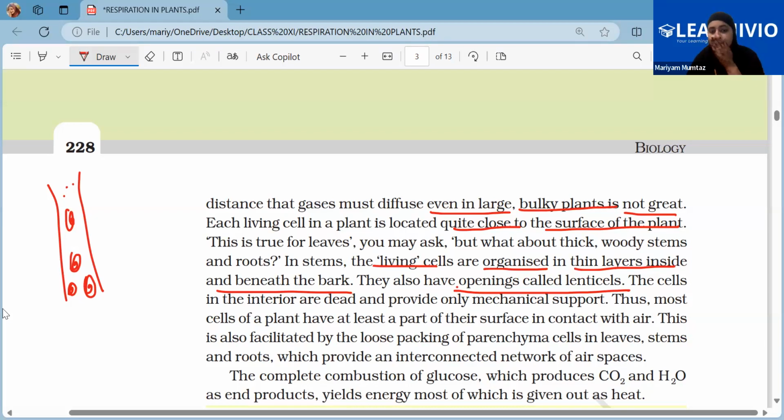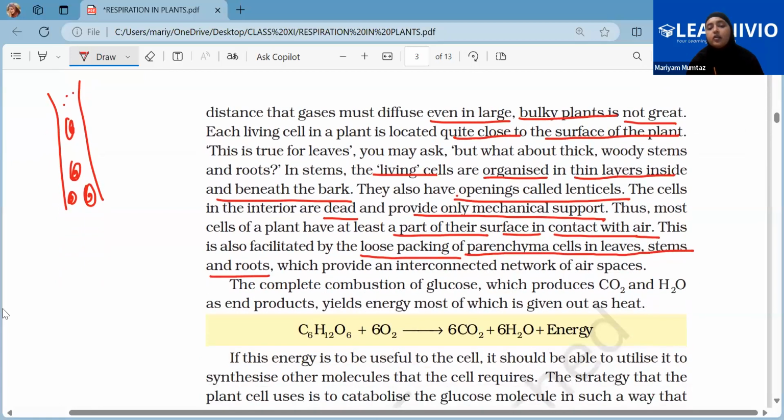Clear? Okay. The cells in the interior are dead and provide only mechanical support. Thus, most cells of plants have at least a part of their surface in contact with the air. This is also facilitated by loose packing of parenchyma cells in the leaves, stems, and roots, which provide an interconnected network of air spaces. Because of parenchyma, we know that intercellular spaces are present in them, isn't it?